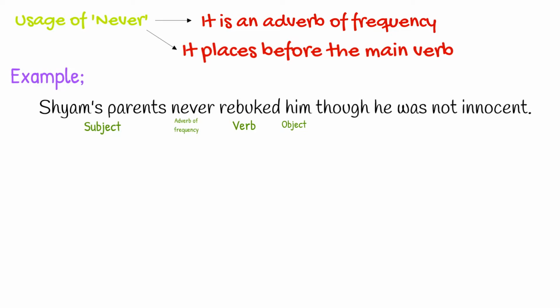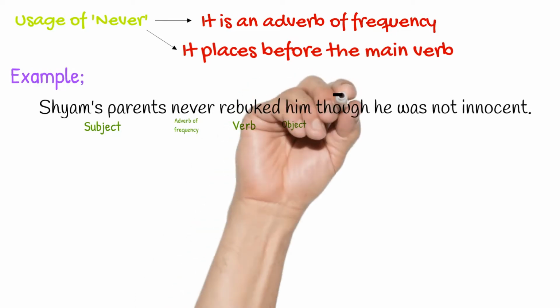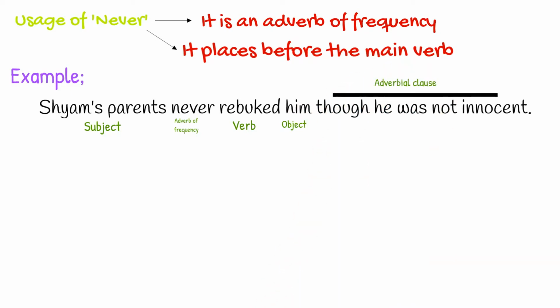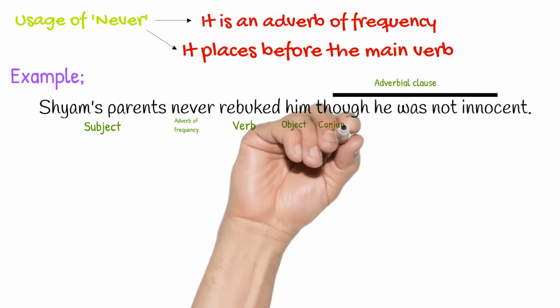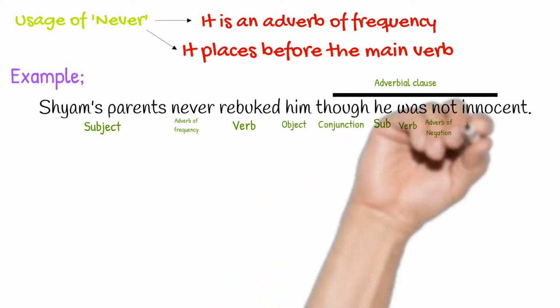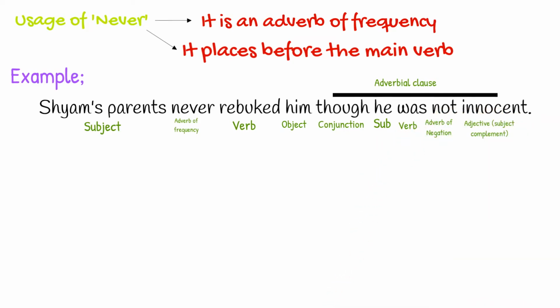Shyam's parents never rebuked him is the principal clause. Though he was not innocent is the adverbial clause. And this clause shows the contrast concerning the principal clause. Though is the conjunction, and it joins the adverbial clause to its principal clause. He is the subject, was is the verb, not is the adverb to negate the subject complement innocent.